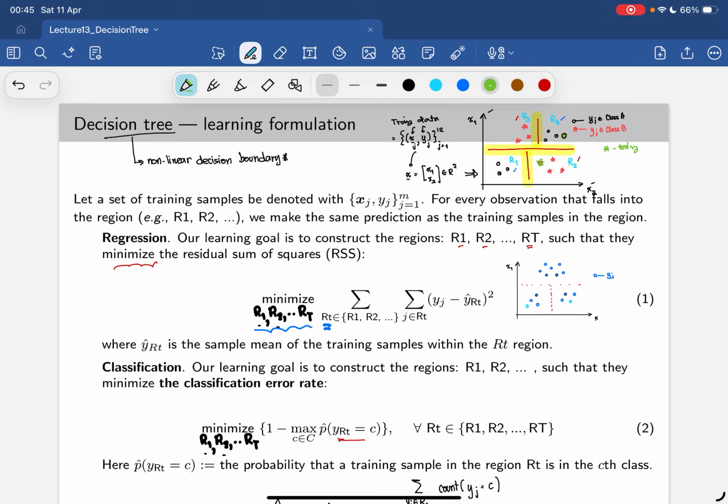But if the testing sample happened to come from class A, then whatever is here gives you the wrong inferred class, and that gives you high error. That is what is meant by the classification error rate, and this rate is per region. So we want to construct the regions as best as possible from our knowledge of the training data, and we will then use these regions to infer the class for the testing sample. That is how the decision tree works.